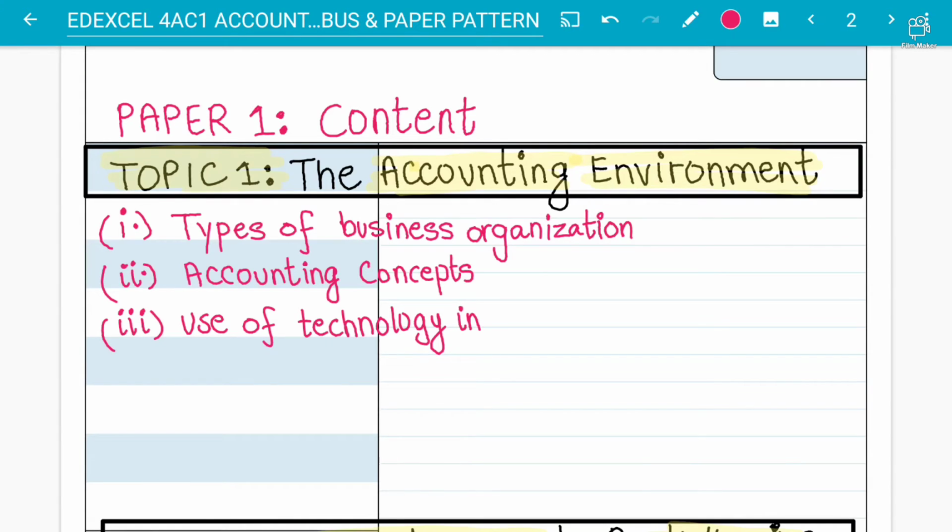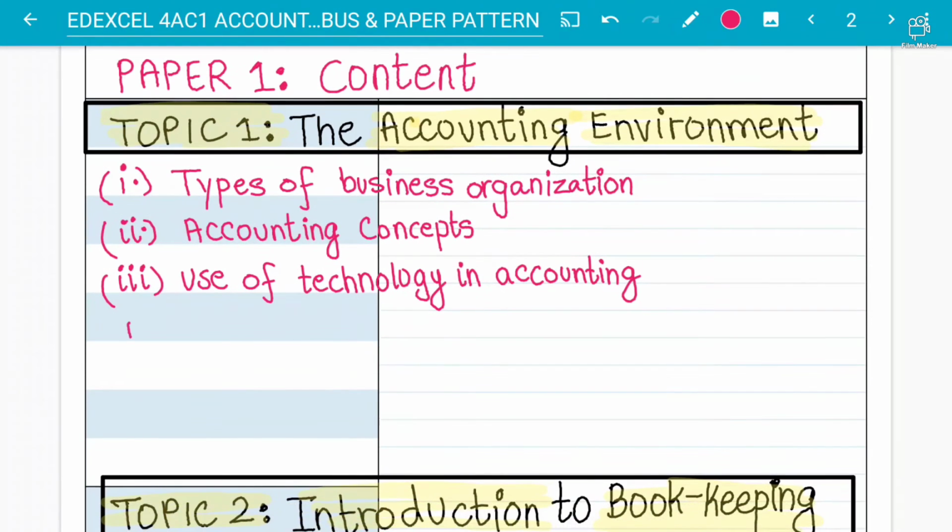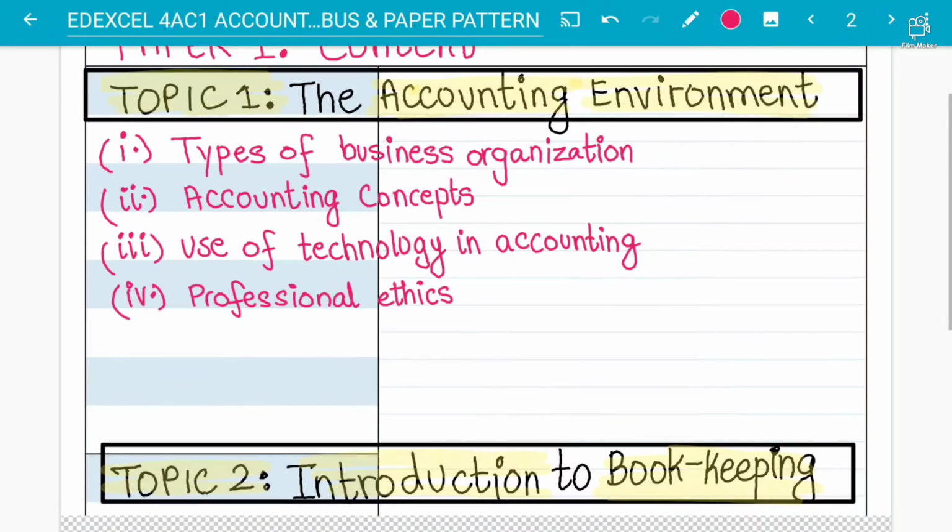You have to write down theory answers here: the benefits, the drawbacks of using it, the advantages, the fraud things about hardware, software, confidentiality, security of data. So it's a theory topic. And point number 4 is the professional ethics, that is basically integrity and confidentiality and all those other concepts. We'll be talking about all those definitions in detail. This is almost the theoretical part.